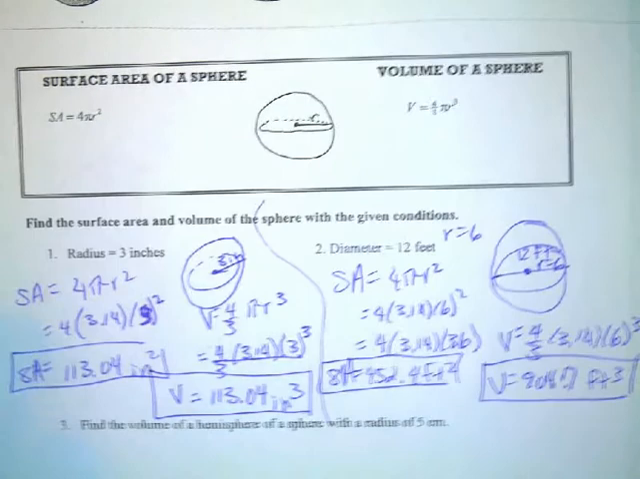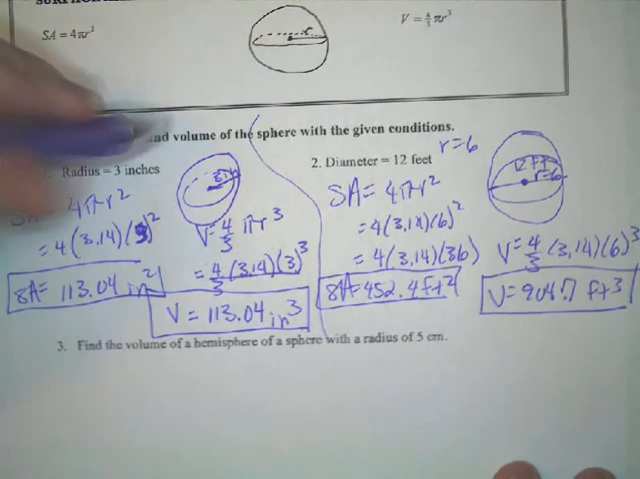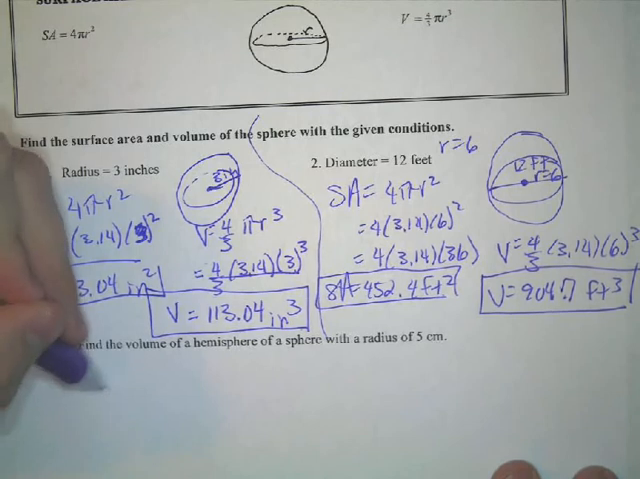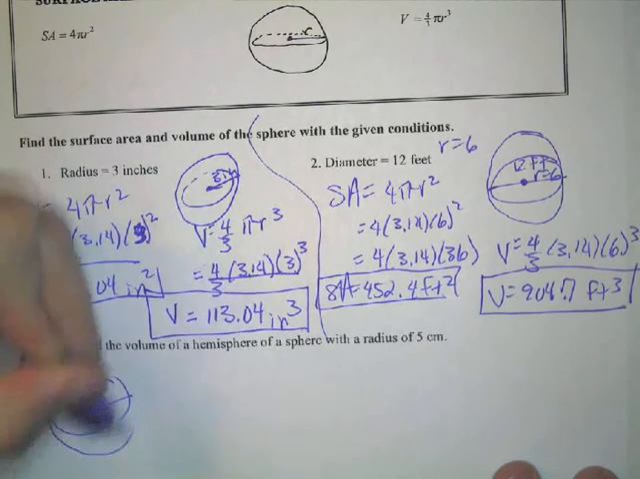And then number 3 says find the volume of a hemisphere. Well, a hemisphere is half of a sphere, and the radius is 5. So this is like taking an orange and slicing it in half.